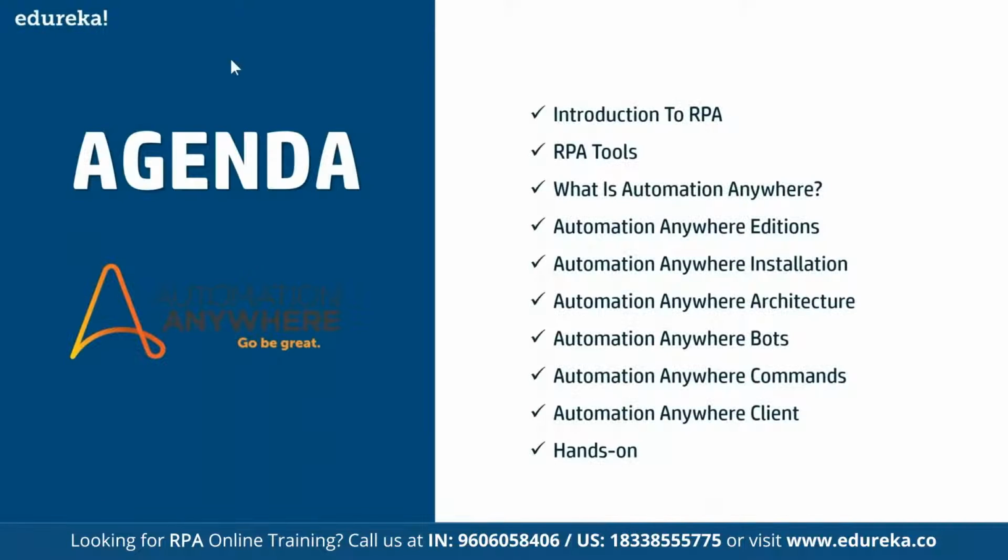These are the topics that we are going to cover. We'll learn about an introduction to robotic process automation, and what the RPA tools are apart from Automation Anywhere. What are the other RPA tools that exist? We will learn about different Automation Anywhere editions, as there are many editions available. We will also learn about Automation Anywhere installation, architecture, robots, commands, clients, and we'll also try to do some hands-on with the Automation Anywhere tool.